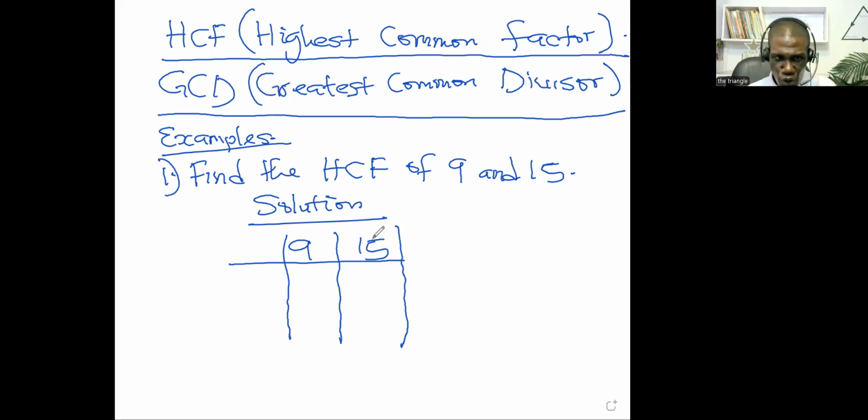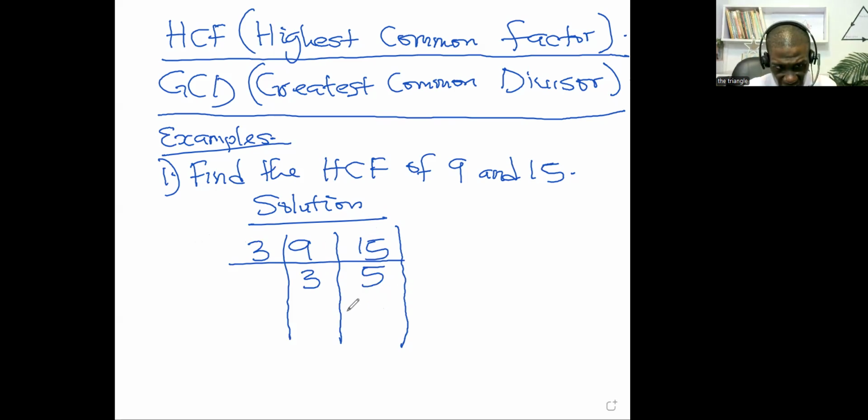So let's move to the next prime number, which is 3. Now let's see. Can 3 go into 9? Yes, 3 can go into 9. It will be 3 times. Let's see whether the same 3 can go into 15. Yes, 3 can also go into 15. It will be 5 times. So therefore, 3 can go into 9 and 15. Now if 3 goes into 9, we'll have 3, and if it goes into 15, we'll have 5.